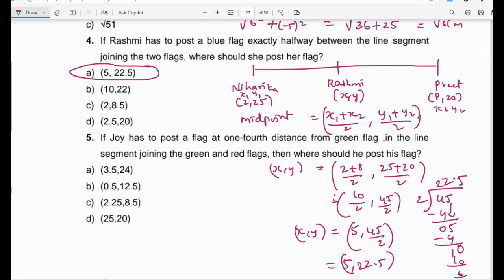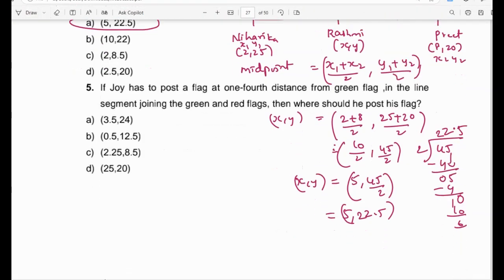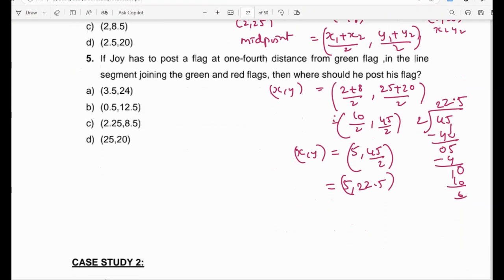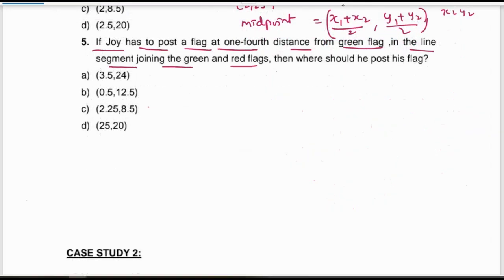Then the last one you have: if Joy has to post a flag at 1/4 distance from the green flag in a line segment joining the green and the red flag, then where should he post his flag? So now he's asking the other one, the same way it has been asked with Joy, joining the green and red flag. Then where should he post his flag?